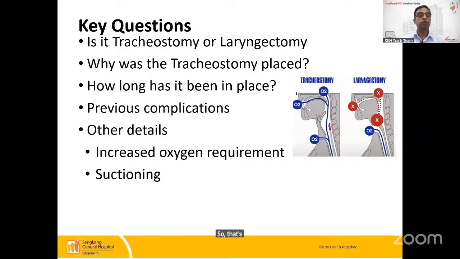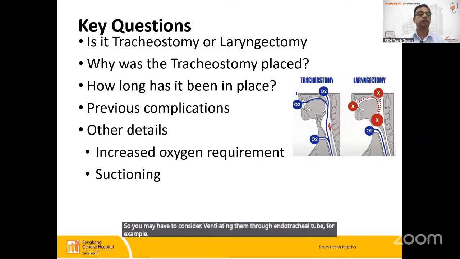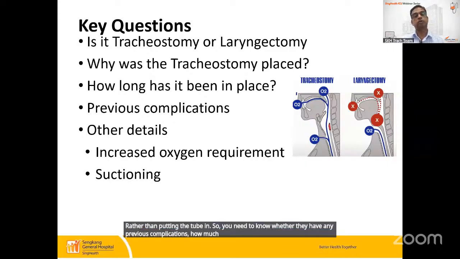So that's number one. Number two, why was the tracheostomy placed to begin with? If it's placed for a low GCS, for example, and the patient is awake and alert, you may not need the tracheostomy to be placed in so fast. You need to know why it was placed, how long it has been placed, and how fresh the tracheostomy tube is. If it is less than 7 days from the day of placement, the tract is not matured, so you may have to consider ventilating them through an endotracheal tube, for example, rather than putting the tube in. You also need to know whether they have any previous complications, how much oxygen requirement the patient has, and how often they need suction and so forth.